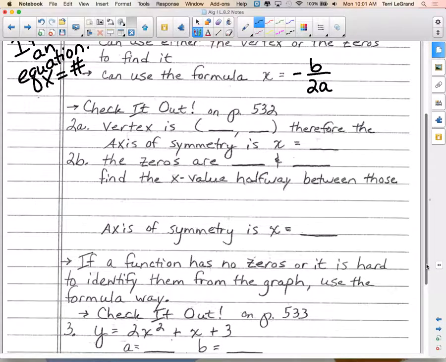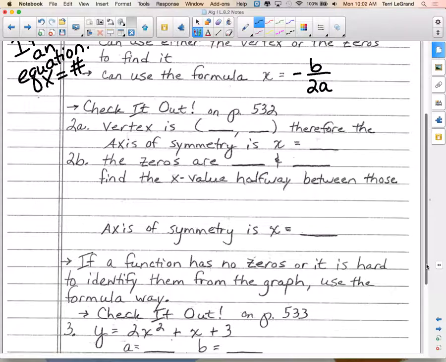Okay, now we're on page 532. Check it out. It says at the top of the page, finding the axis of symmetry by using the zeros. If there's only one zero, then you just need to find the x value of the vertex, because the axis of symmetry is going to cross right through it. If it has 2, we can find the middle, or we can use this little formula.